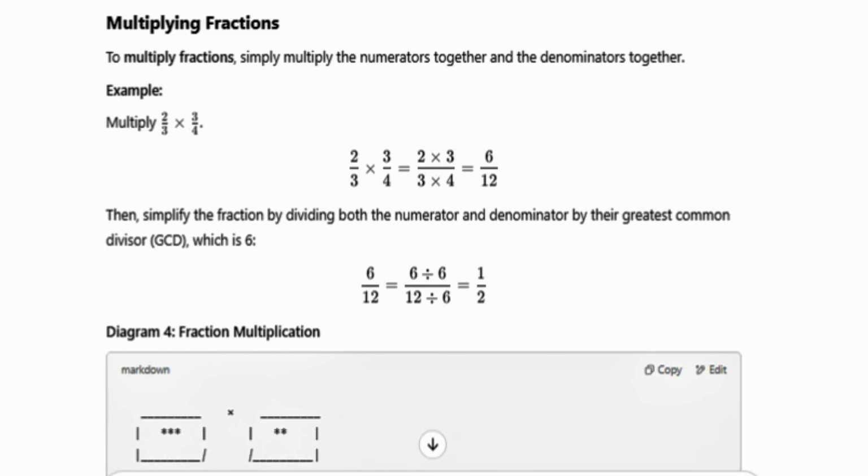Now simplify 6/12. Since both the numerator and denominator are divisible by 6, we divide them both by 6. 6/12 equals (6 divided by 6)/(12 divided by 6), which equals 1/2. So the result is 1/2.